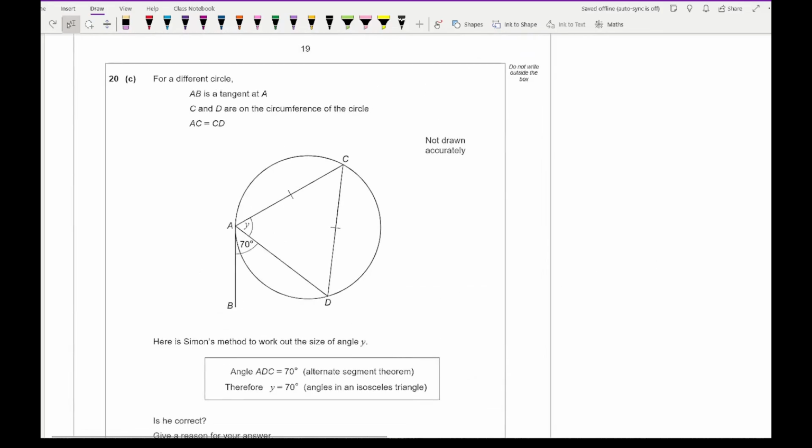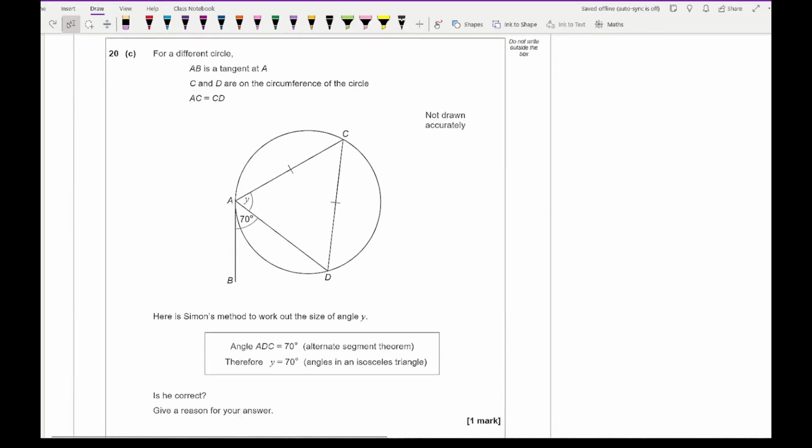Let me just adjust it slightly. There we go. So in terms of this, let's have a look at what we've got. So we know that ACD is equal to 70 degrees, and the reason for that is because of the alternate segment theorem.